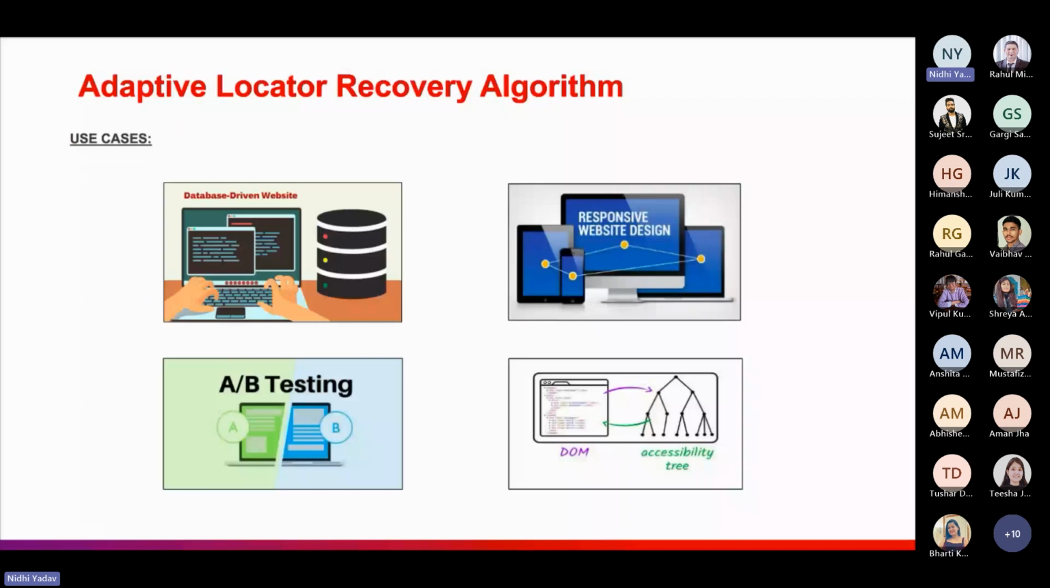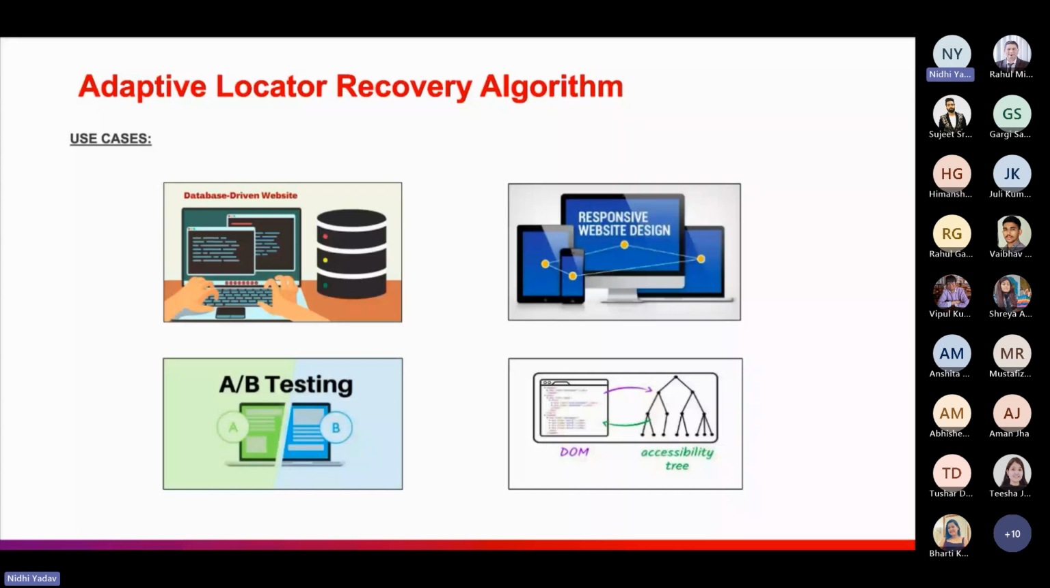Next comes the use cases of this algorithm. First is data-driven web applications. There are certain websites which require a database to store data, and then they use that data to foster the functioning of that website. So this might cause the element's attributes to change according to the data stored in the database. So for this case, we can use the regular expression heuristic to locate our elements using the partially matching attributes.